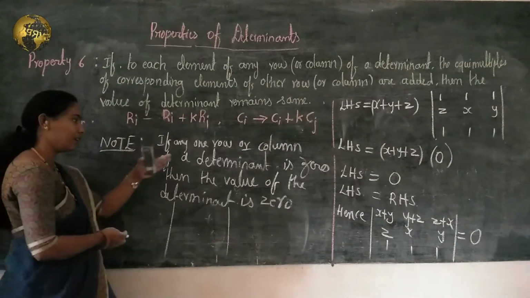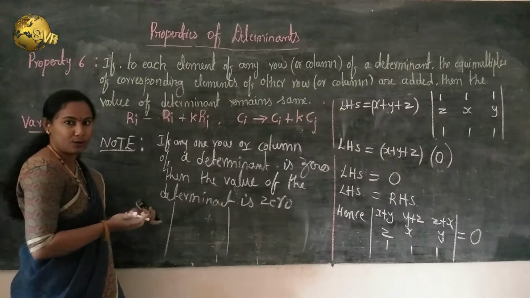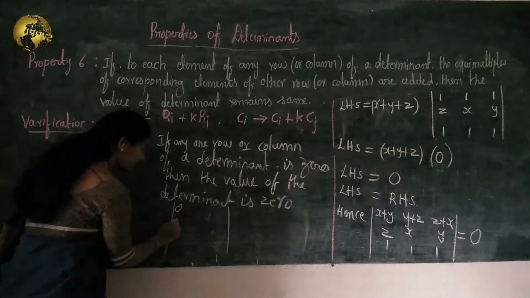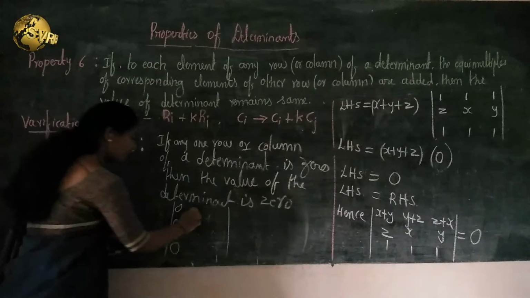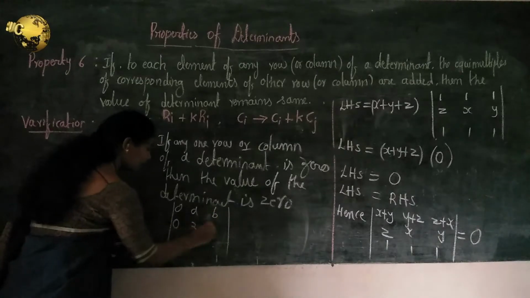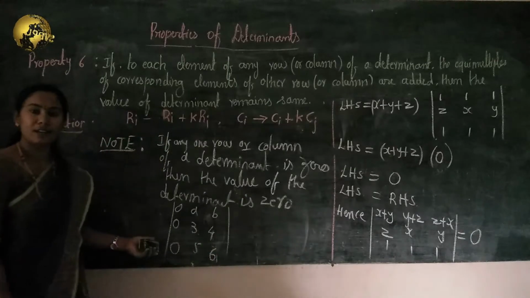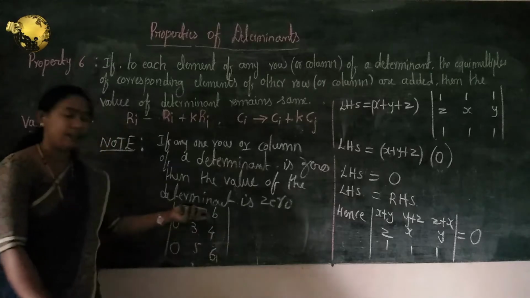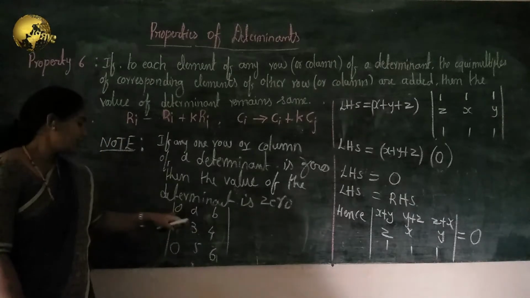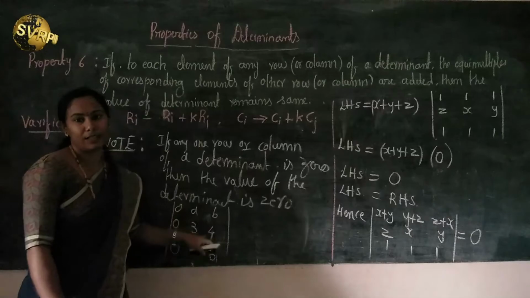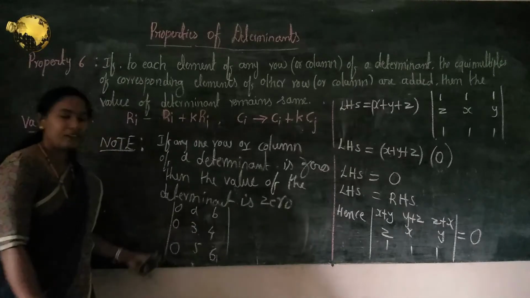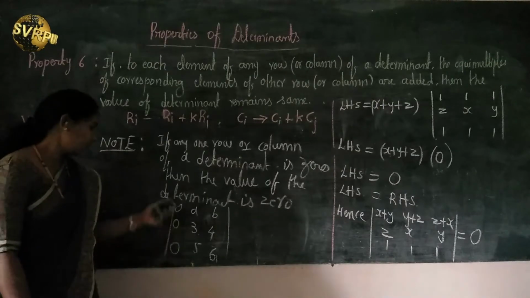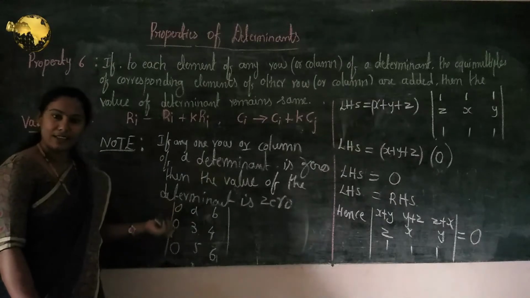That means in this determinant, any one row or any one column is 0, or any 2 rows may be equal to 0, no problem. For example, the first column is 0, 0, 0 and the remaining elements are 3, 4, 5, 6. Such a determinant, the value will always be equal to 0. If one row or one column is 0, then the value of that determinant is always 0, because if we expand this, we will get 0. We can expand by using column 1: 0 into 0 into 0, it is 0.